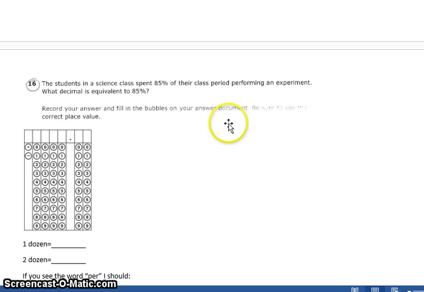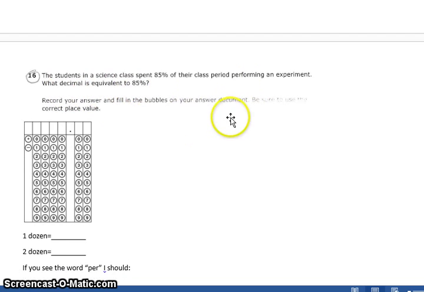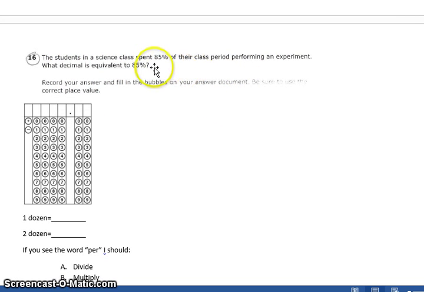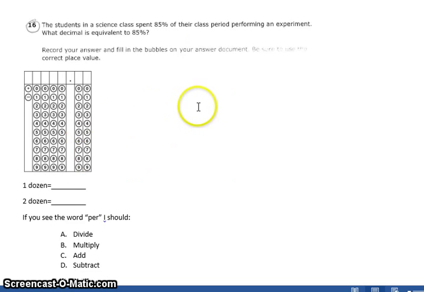Next one. The students in a science class spent 85% of their class performing an experiment. What decimal is equivalent to 85%? Here you'll simply convert 85% to a decimal and bubble it in the appropriate place in the box.